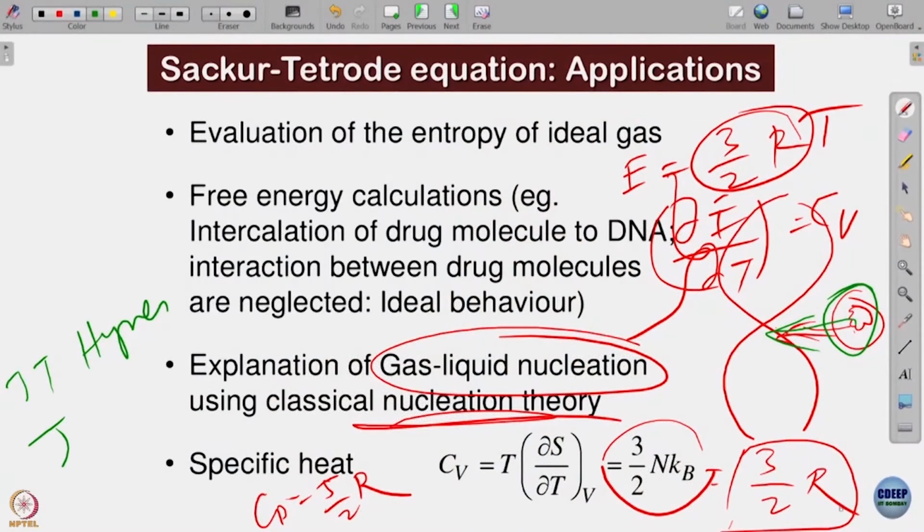And then in doing the calculation, there is a beautiful paper on drug DNA intercalation by Casey Hines, J.T. Hines, Jacks, I think 2013 or so. And with that, the Sackur-Tetrode equation was used to calculate the free energy of intercalation. And this is very important, that we get the free energy of intercalation, because that allows us to choose or select drugs.